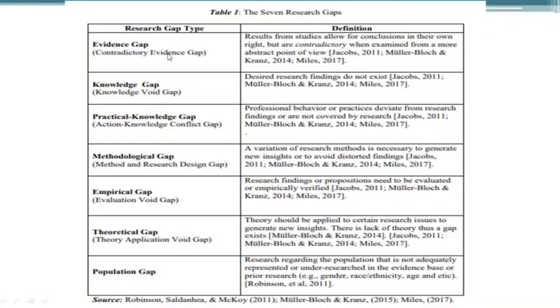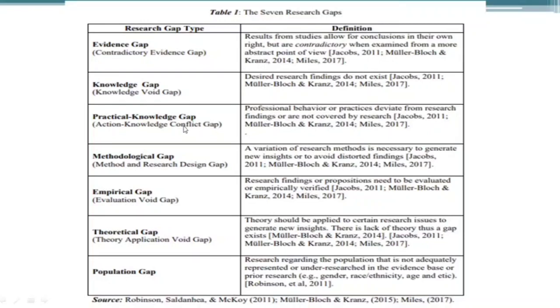The evidence gap occurs when new research findings contradict widely accepted conclusions of the previous research. And in this, the gap involves the contradictions of the findings of the previous research. And the next is knowledge gap. Knowledge gap is nothing but the lack of existing knowledge or information in that particular area.